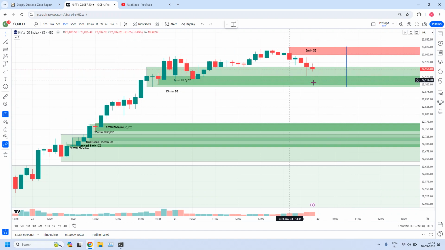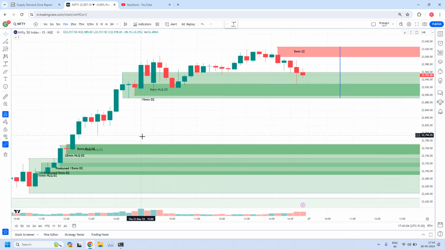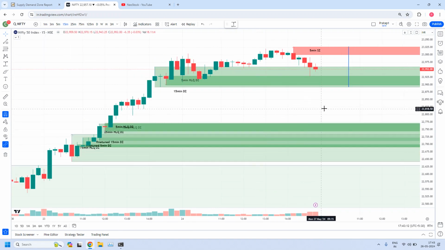Let us assume this is violated. If this is violated, again prices will be coming to the next 5 minutes high liquidity demand zone, that is also a 15 minutes high liquidity demand zone, that is also part of a 25 minutes high liquidity demand zone. This 25 minutes high liquidity demand zone again has confluence with this 75 minutes high liquidity demand zone.